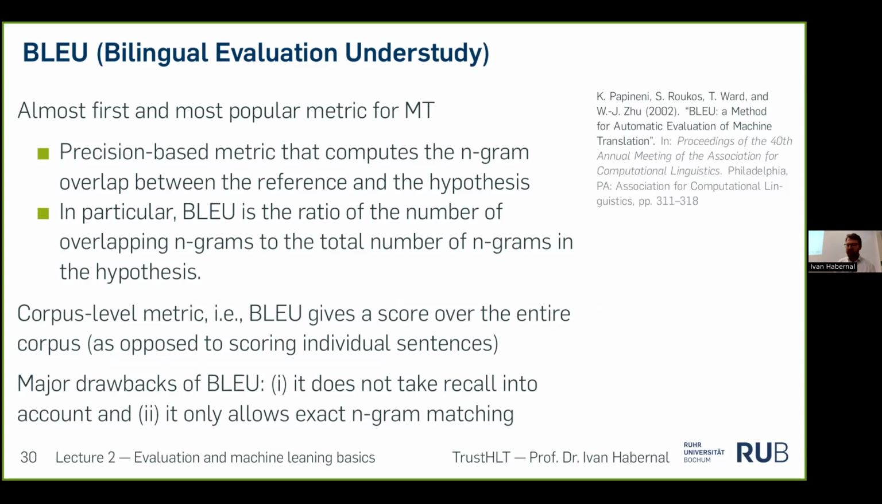So it's a precision-based metric that computes the n-gram overlap between the reference and the hypothesis. So the hypothesis is something which we generate, and the reference is something in the corpus. And there are multiple references. So what is an n-gram again? What is an n-gram?